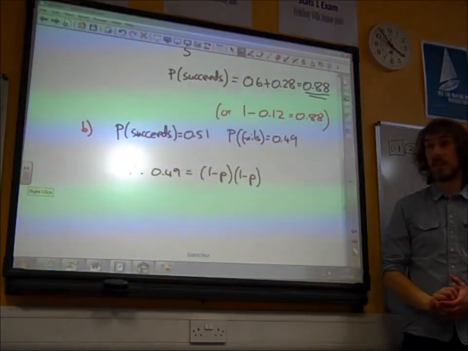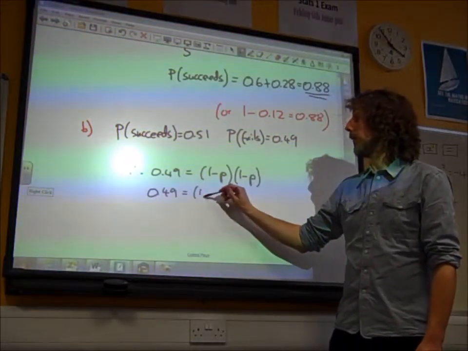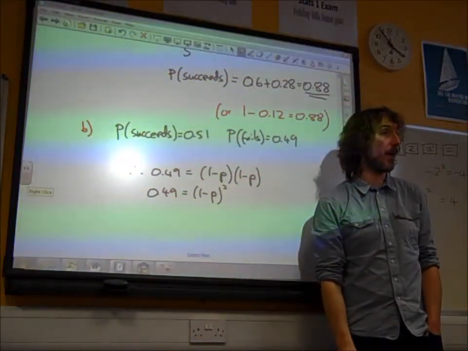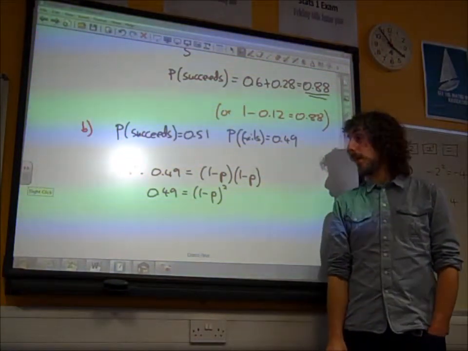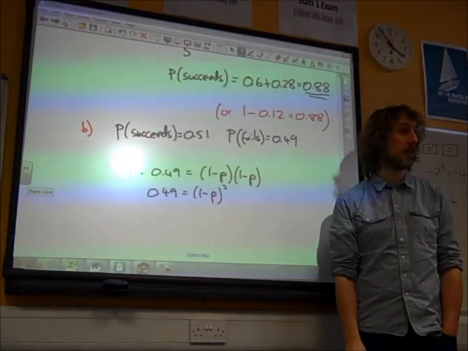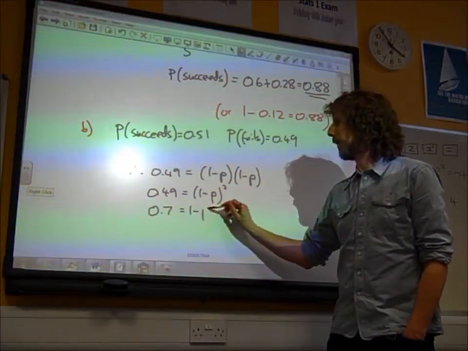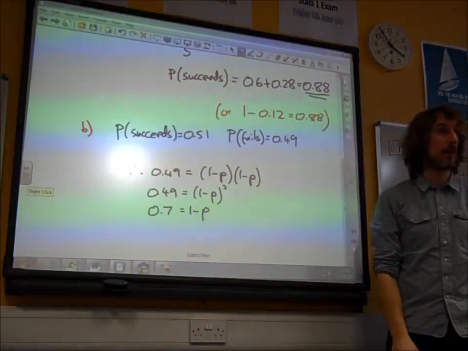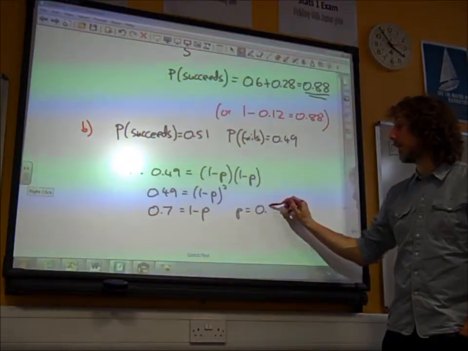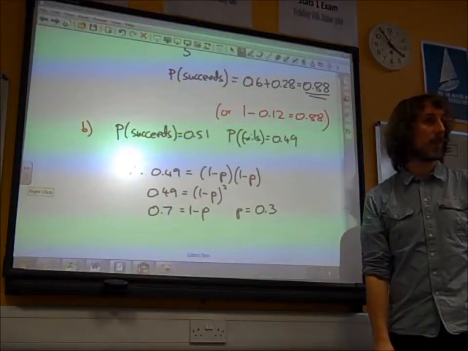I think that's probably the easiest way of doing this, because what we've got here is that 0.49 is 1 minus P all squared, 2 successive failures. If we square root 0.49, we get 0.7 as being 1 minus P, and so P is 0.3, and that would be the right answer.